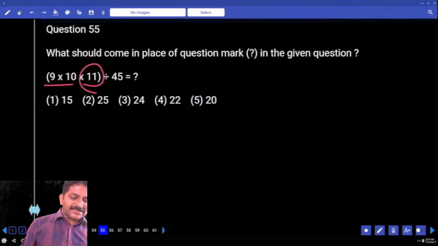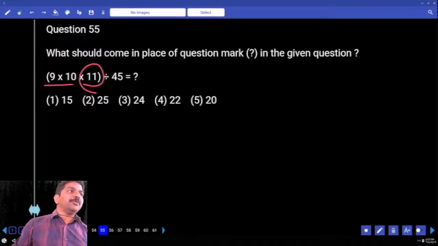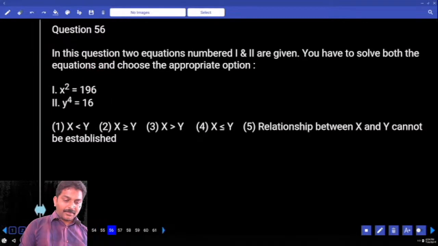I could see an interesting number, 11 in numerator. Do you have 11 multiples in denominator? Answer must be 11 multiple. Over.